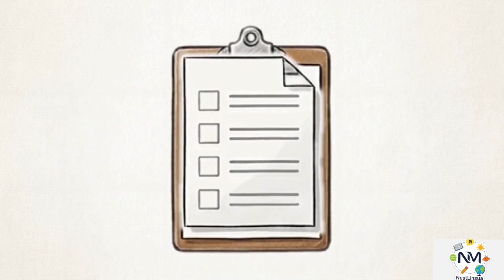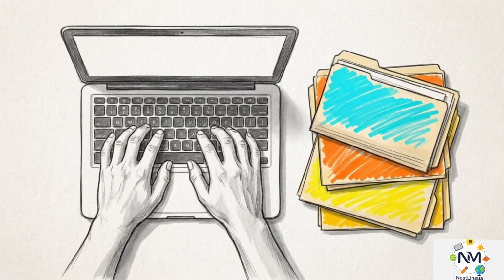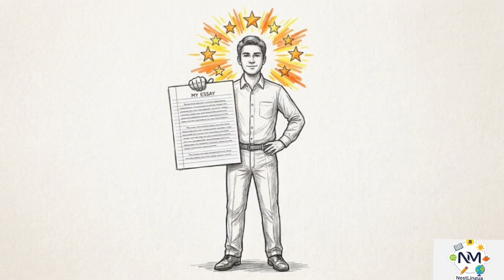Before you send your next email or hand in an essay, run this final checklist. Identify who you are writing to, why you are writing, and how close you are to the recipient. Mastering the shift between these 3 registers marks the transition into a strategic communicator. By consciously adapting your style to your audience, you control exactly how your message and your professional reputation is perceived.